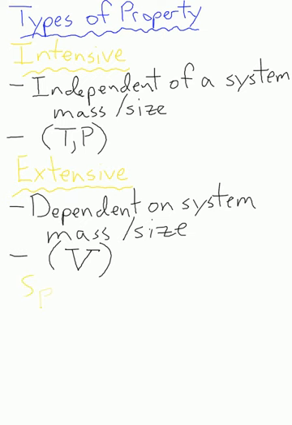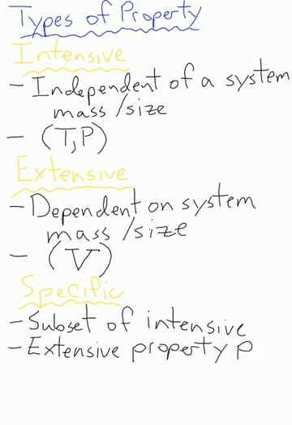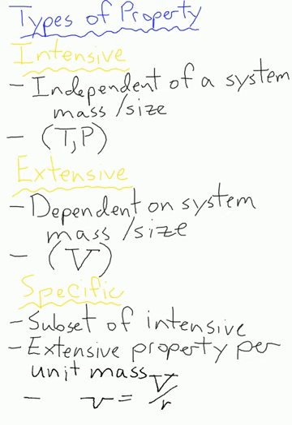The third type of property we'll discuss is specific properties. Specific properties are a subset of intensive properties, so they are also independent of system mass and size. But they start out as extensive properties that we then divide by the unit mass. So the specific property is how we take an extensive property and turn it into an intensive one. Let's go back to looking at that volume. If we take that volume and divide it by our mass, we get the specific volume. So now it is no longer dependent on the mass of the system.